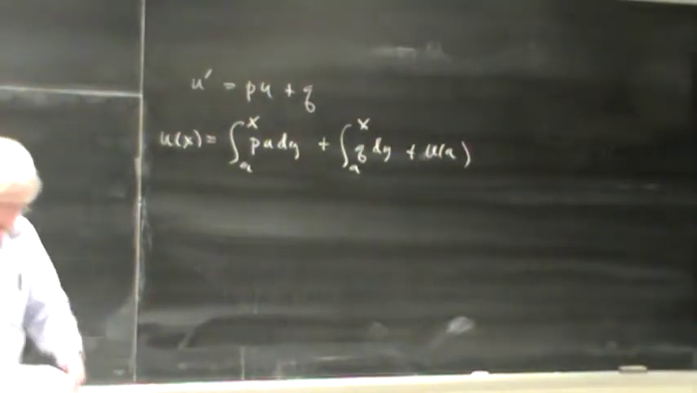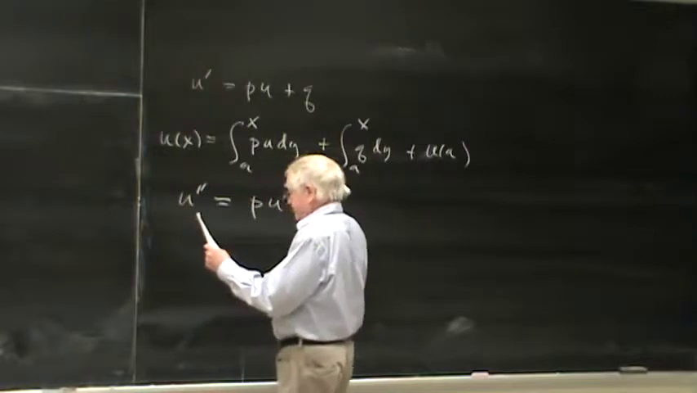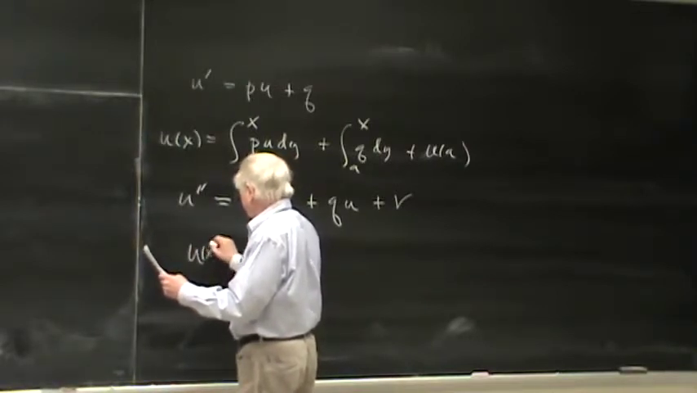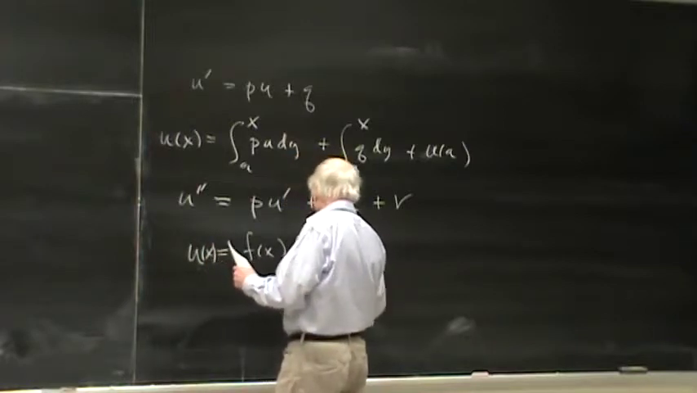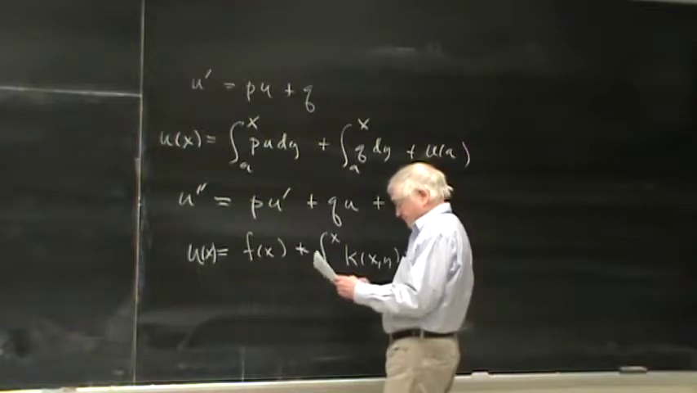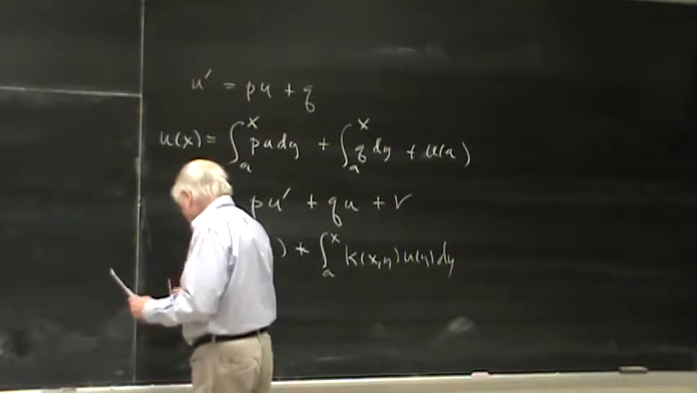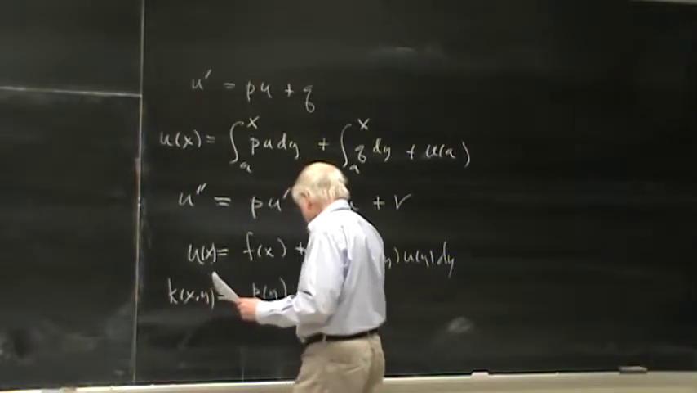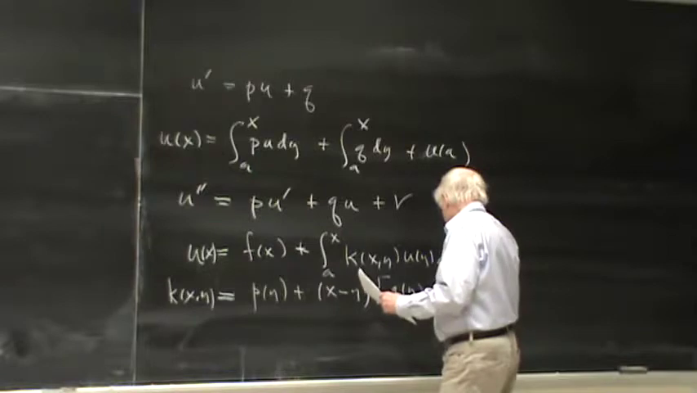If you do that twice and work a little bit harder, you can take the differential equation u double prime is pu prime plus qu plus r, and turn it into u of x equals f of x plus an integral from a to x of a kernel k of x and y, u of y dy, where the kernel k of x and y is equal to p of y plus x minus y times q of y minus p prime of y.